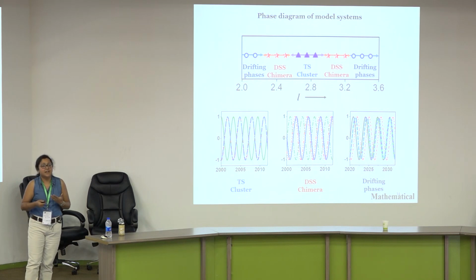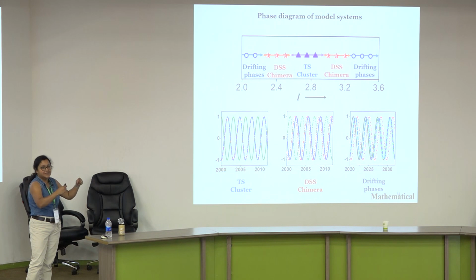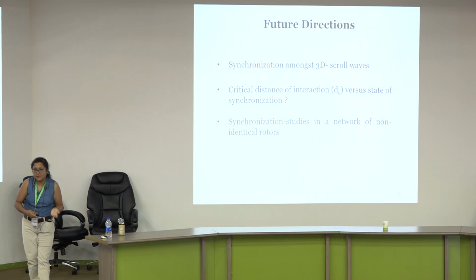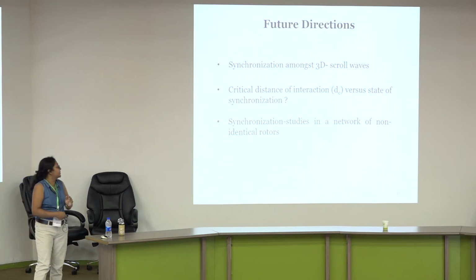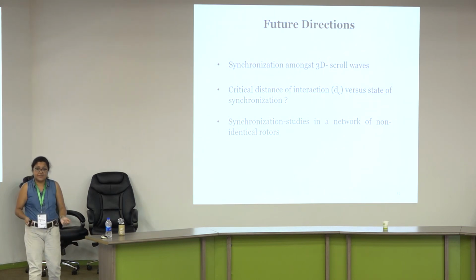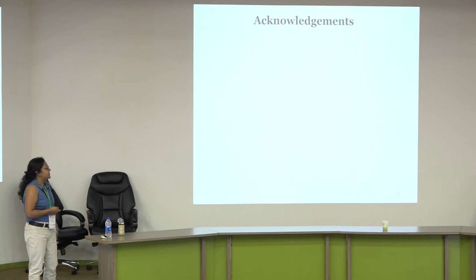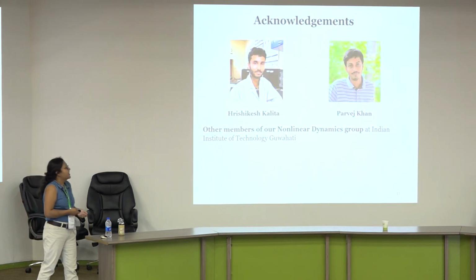So this is something interesting. We saw that drifting phases enveloped DSS chimera-like states, and within them was a triplet singlet state. So basically we want to see that kind of synchronization. We have very initial results in 3D, whether the critical distance has something to do with this distance of synchronization, and if heterogeneity can bring in some new things, more synchrony.